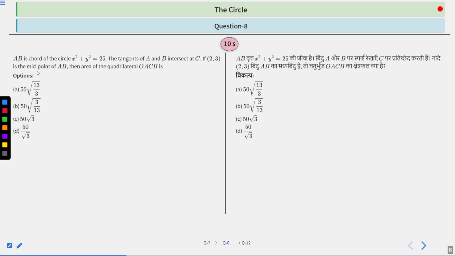Now, if (2, 3) is the midpoint of AB, then when you draw the given circle and the points A and B, and you put the point C which is the intersection, and you put the point (2, 3) as the midpoint of AB, and apply the conditions of midpoint and tangents, you will easily find the area of quadrilateral OACB. Clear? So in this way, you can try to approach this question. You have 10 seconds to solve or think about this question. After 10 seconds, we will discuss the solution part, right?